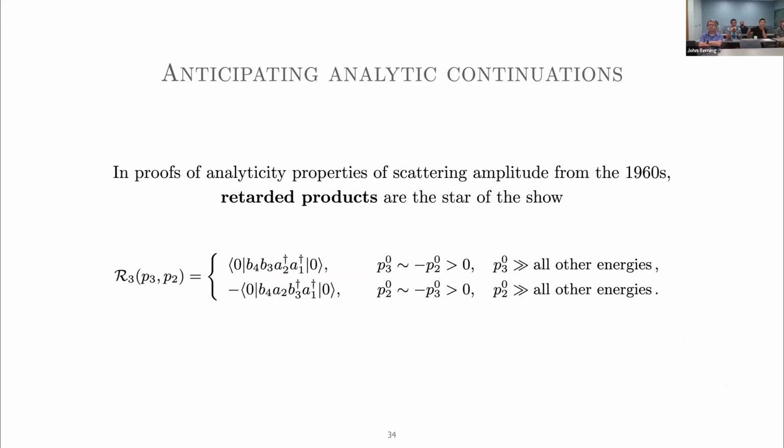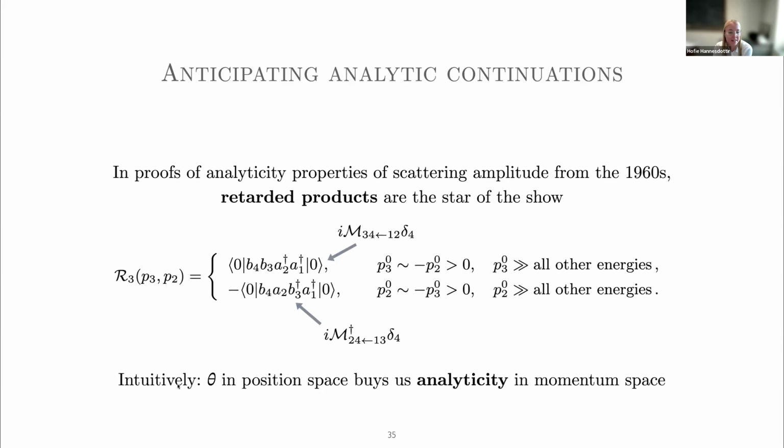Okay, so I wanted to include a few slides on anticipating the analytic continuations that we're going to talk about very soon in part 4. So in proofs of analyticity properties of scattering amplitudes from the 1960s, the retarded products are actually the star of the show. And there is a very good reason for that.